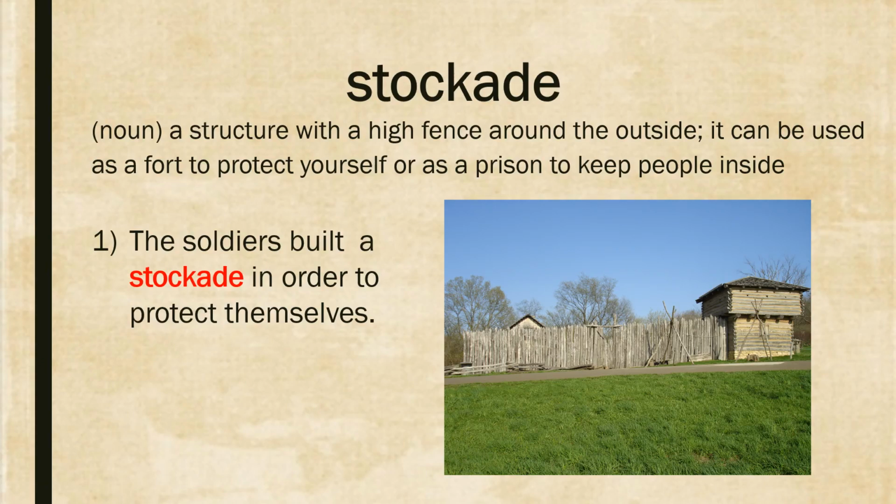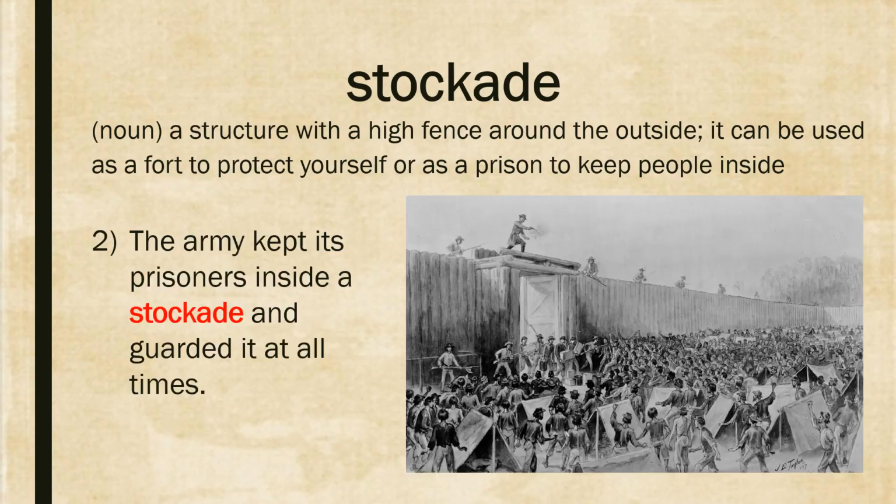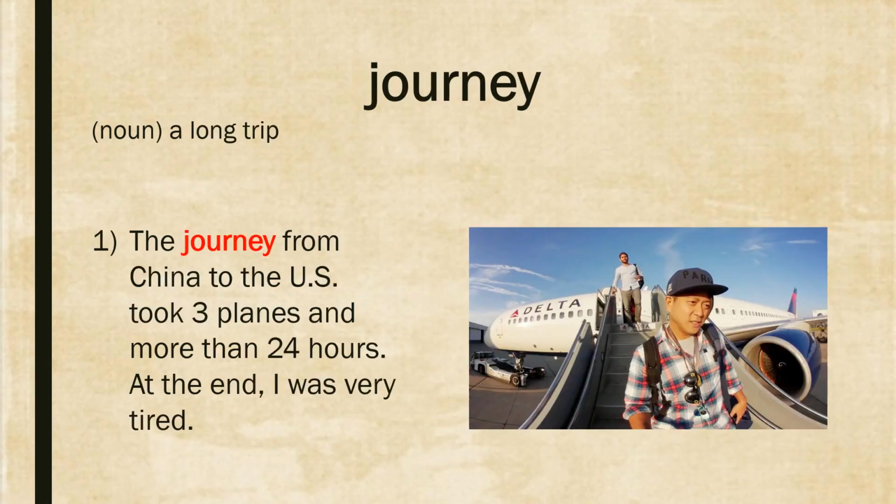One example might be that the soldiers built a stockade in order to protect themselves. Or, on the other hand, you can see here the army kept its prisoners inside a stockade and guarded it at all times. So the people inside these walls are prisoners. You can see soldiers on the top. They have guns, and they're trying to control the people who are inside. So this wall, which usually has like four sides, that's a stockade.